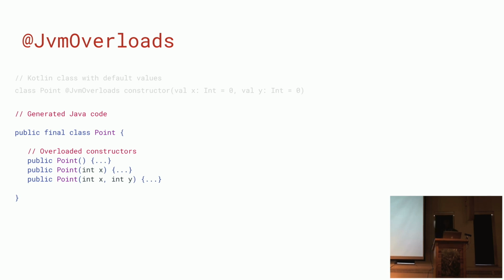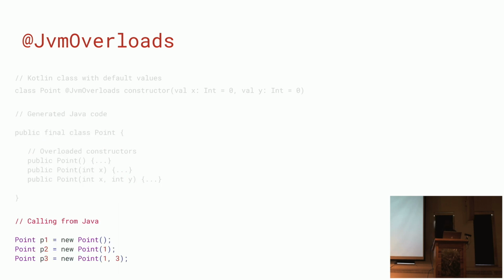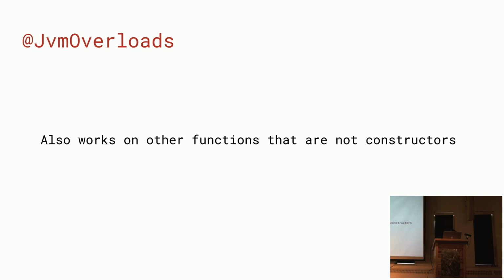If you're writing an API, you probably want to provide as many flexible methods to create variables as possible. So if you call from Java, we can create a new point with no value. We could create a new point with one value. We could create new points with x and y coordinates. And I think this is really important. It also works for other functions that are not constructors as well.